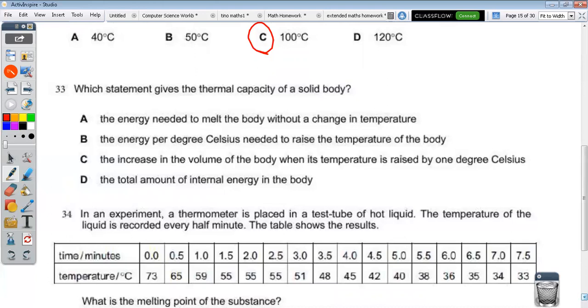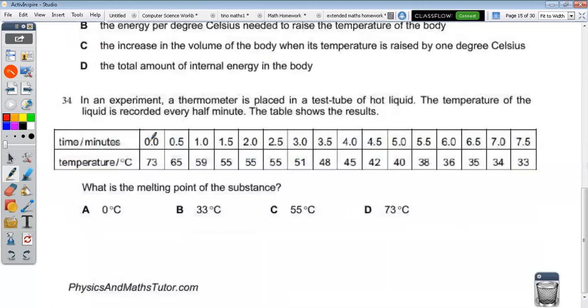Which statement gives the thermal capacity of a solid object? What's the definition? Good definition, or best definition from the given definitions. B. B, correct. The energy per degree needed to raise the temperature of a body.